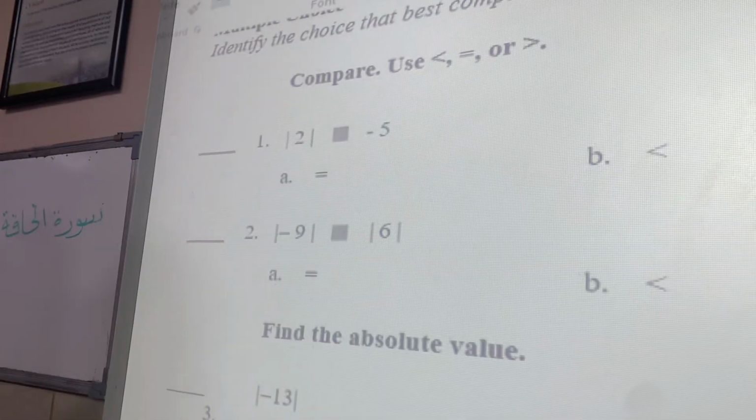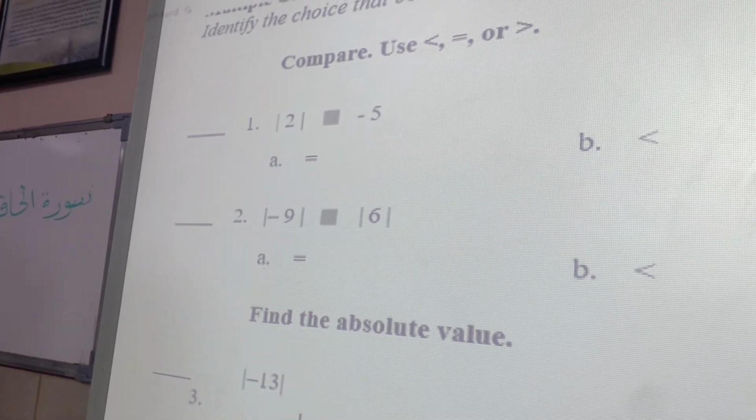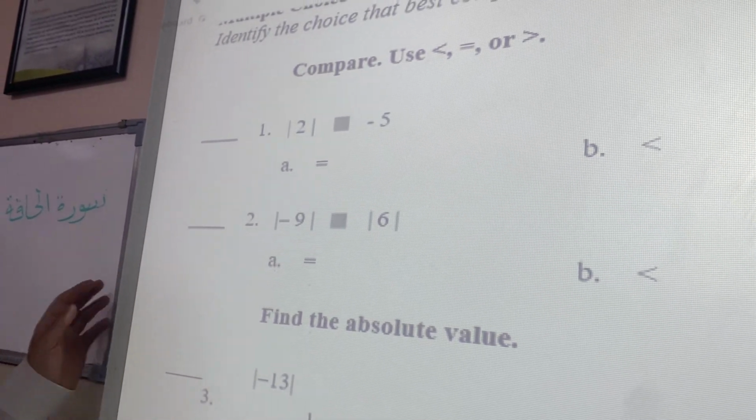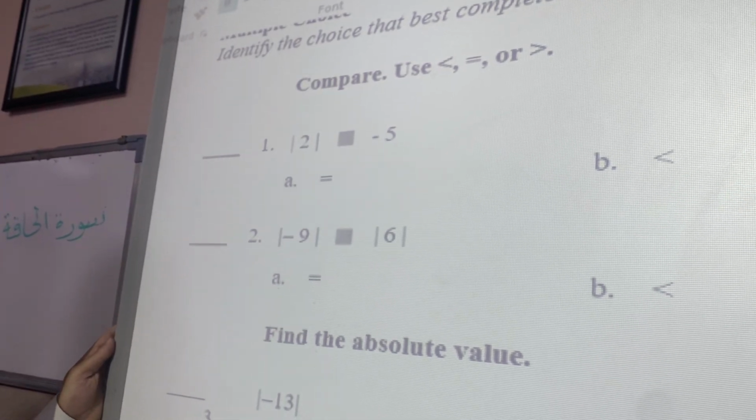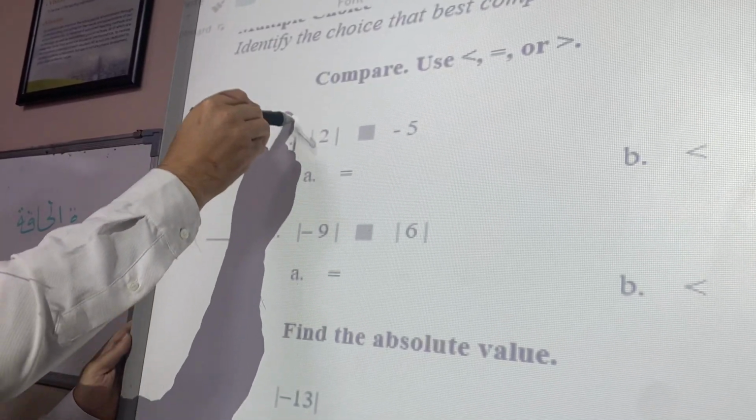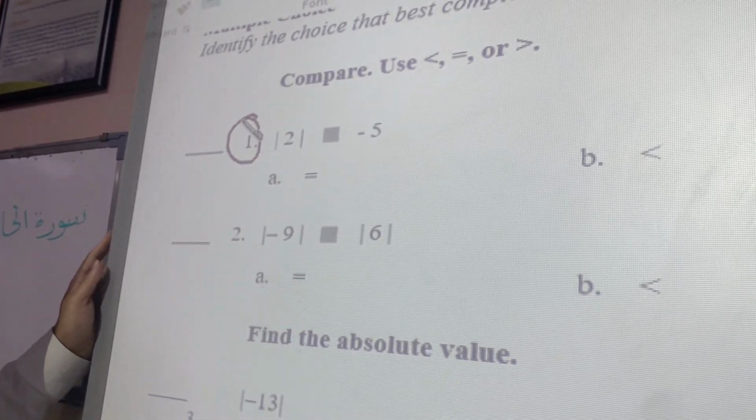Today we will discuss worksheet 2 in grade 6. We start. Question number 1, compare using greater than, less than or equal. In question number 1, I'm comparing the absolute value of 2 and negative 5.